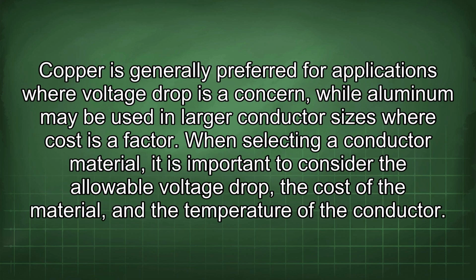Copper is generally preferred for applications where voltage drop is a concern, while aluminum may be used in larger conductor sizes where cost is a factor. When selecting a conductor material, it is important to consider the allowable voltage drop, the cost of the material, and the temperature of the conductor.